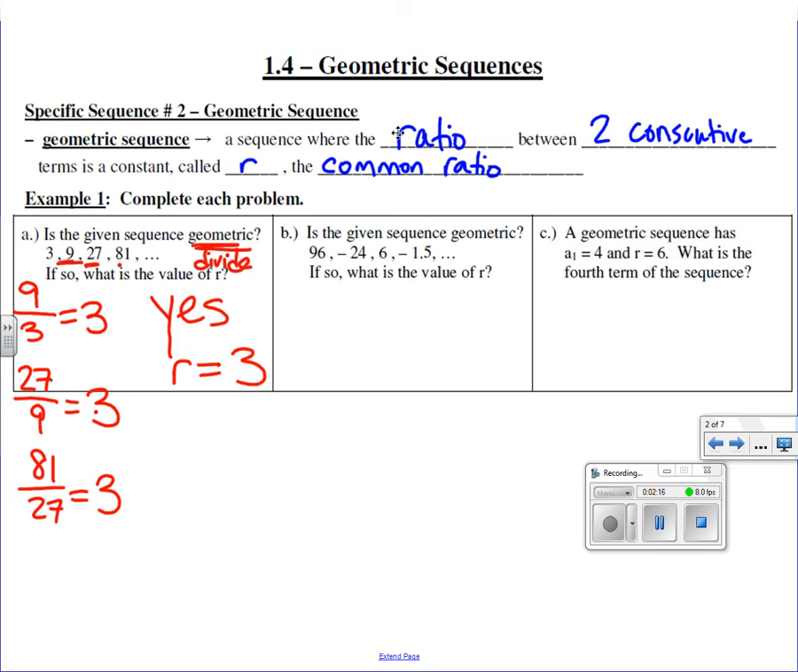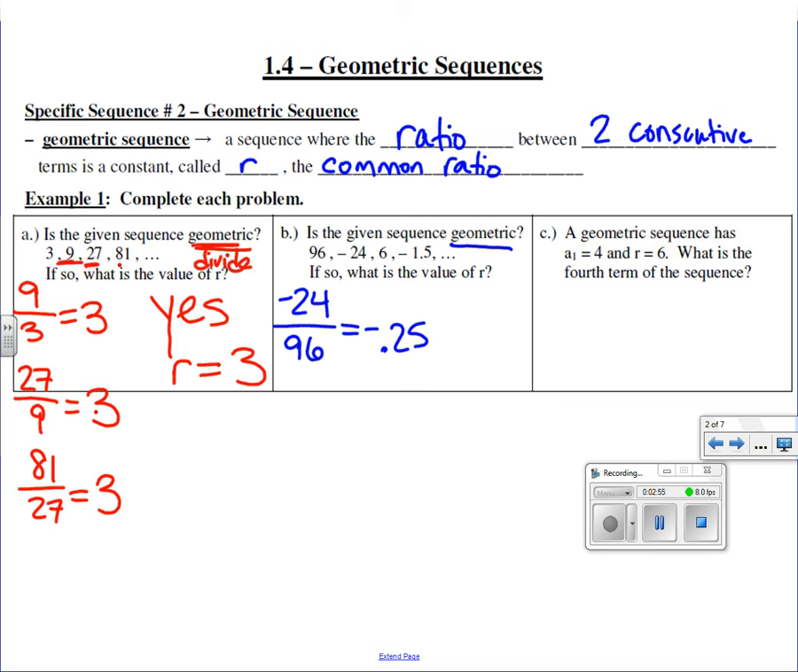All right, next one. Is the given sequence geometric? That means I need to divide to test it out. So I'm going to do negative 24 divided by what? 96. Just like we did before. Negative 24 divided by 96, anybody? Negative 0.25. You can do decimals or fractions. I don't care, whatever your personal preference is.